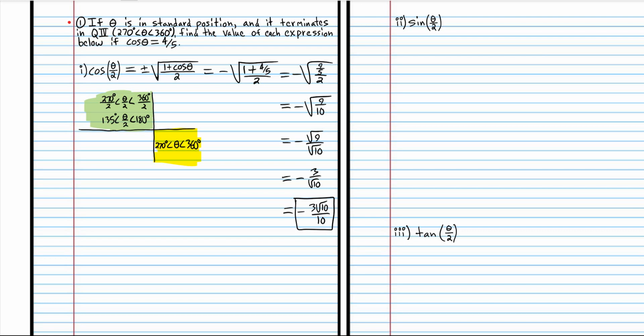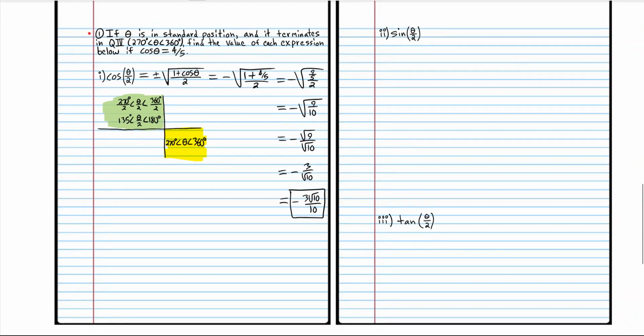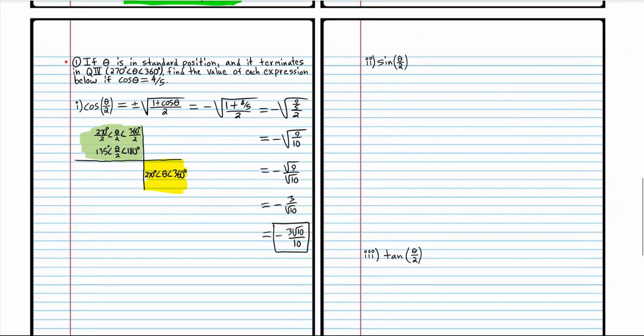So that is how we can use the half-angle formulas to find the value of the trigonometric functions there. Okay, so let's go on to part 2 of this problem.